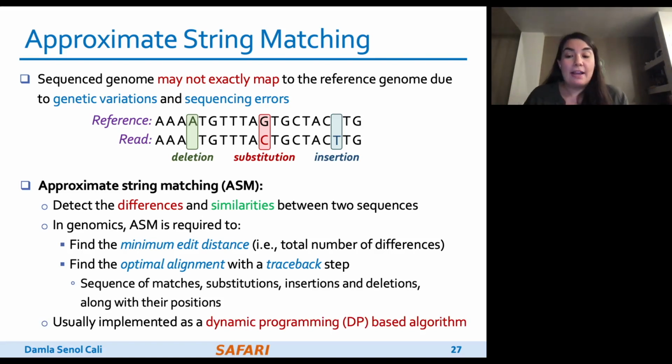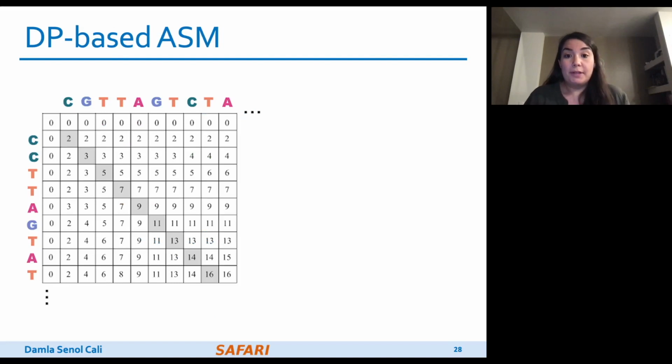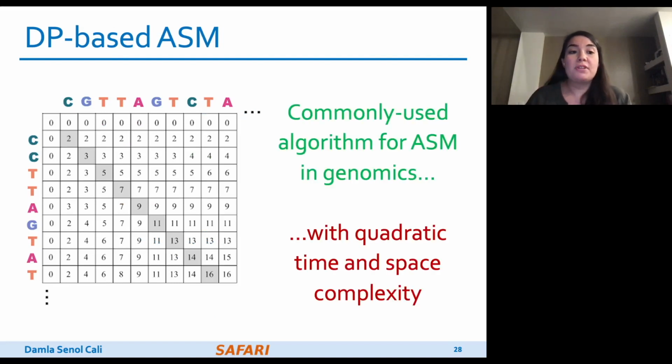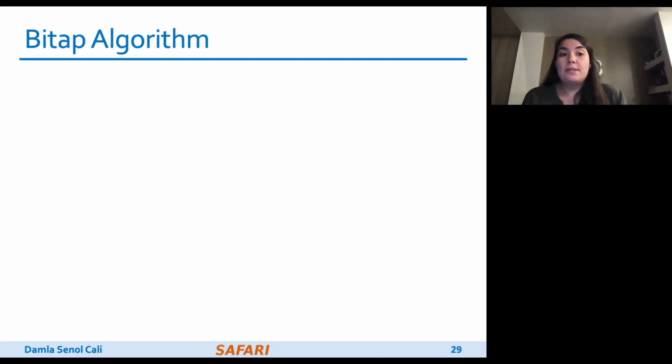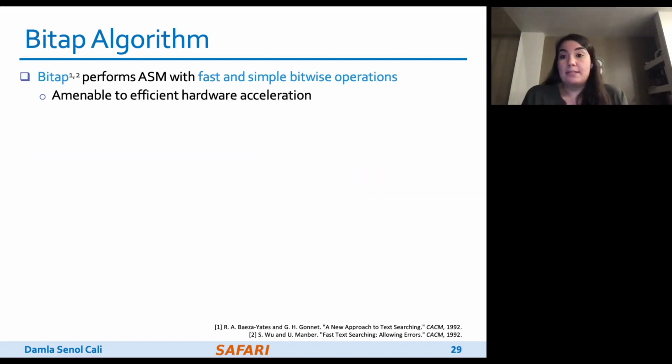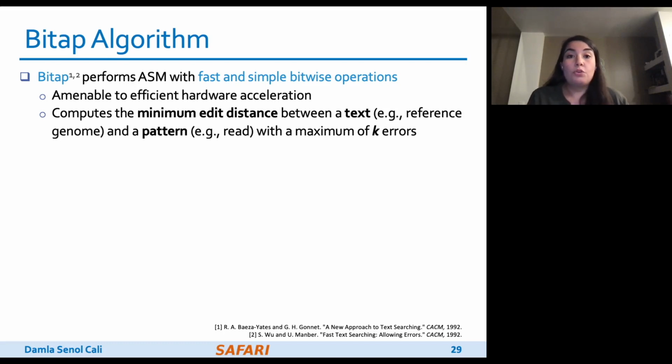So approximate string matching is usually implemented as a dynamic programming-based algorithm. However, it has quadratic time and space complexity, so it is desirable to find lower complexity algorithms for ASM. And one candidate to replace DP-based algorithms for ASM is the BiTAP algorithm. And BiTAP, as I said, uses only fast and simple bitwise operations to perform ASM, so it is amenable to efficient hardware acceleration. And BiTAP tackles the problem of computing the minimum edit distance between a reference text, such as a reference genome, for example, and a query pattern, such as a query read, with a maximum of k errors.